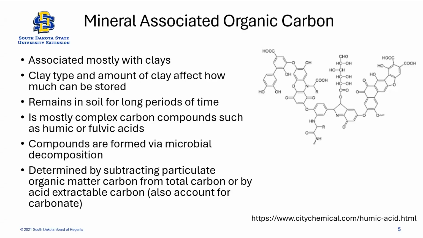The form of carbon that is very complex, such as the complex structure on the right, is mineral associated organic carbon. Most of the mineral associated organic carbon is complex carbon compounds like this, and they associate with the soil clays and form complexes with the soil clays. And the types of clay and amount of clay affect how much carbon can be stored. So soils with smectite, which a lot of soils in South Dakota have, can probably sequester more carbon than soils which are kaolinitic, which is a 1-to-1 clay.